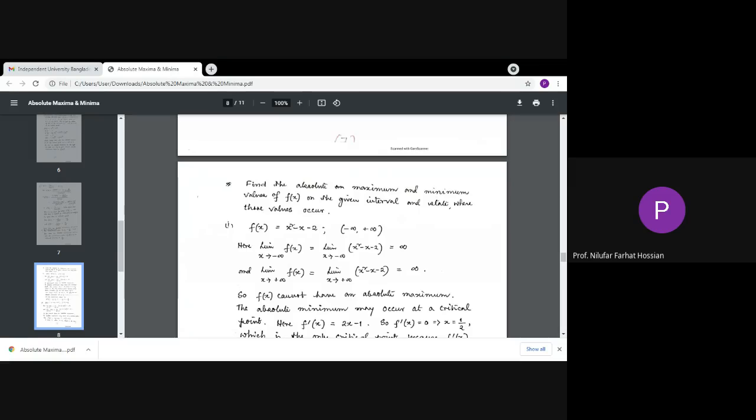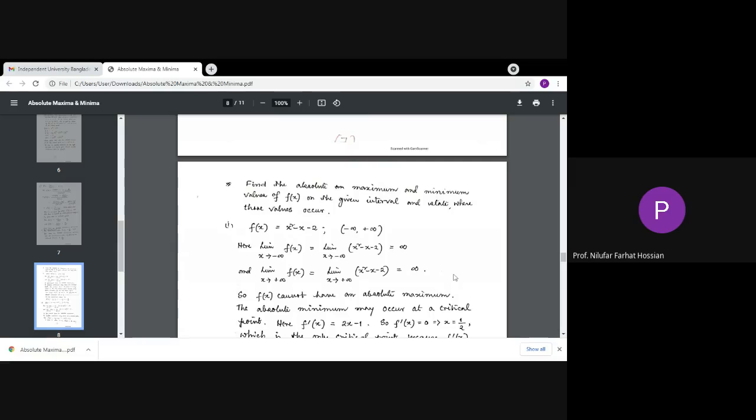So can you find any absolute maximum for this function? No, ma'am. It is not possible. It is not possible because in the left side and in the right side, in both the sides, the function value goes to infinity. For x tends towards minus infinity and for x tends to plus infinity, in both the sides, minus infinity means in the left side and plus infinity means in the right side, the function value becomes plus infinity. So you cannot find any absolute maximum for this function.